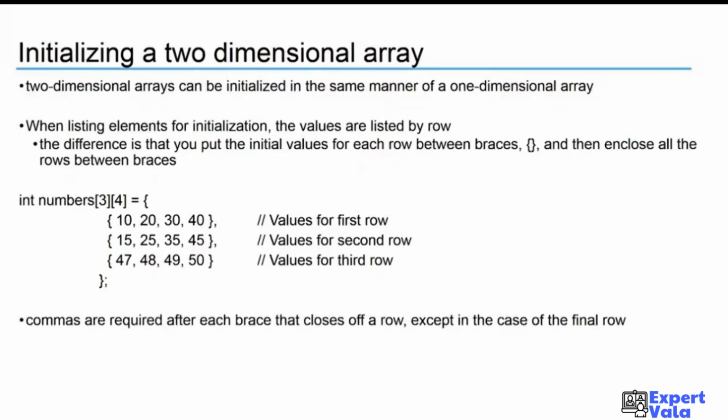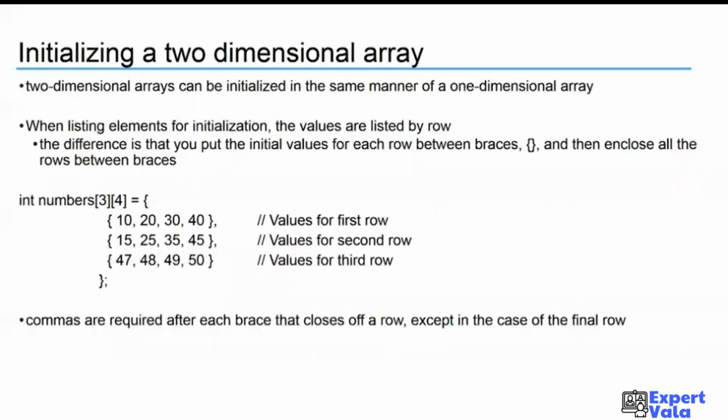So here we are initializing values: index 0, 0 to 10, index 0, 1 to 20, index 0, 2 to 30, index 0, 3 to 40. And that's how you access multi-dimensional arrays too. You access them with the row and the column. You just have to remember that it's zero based.